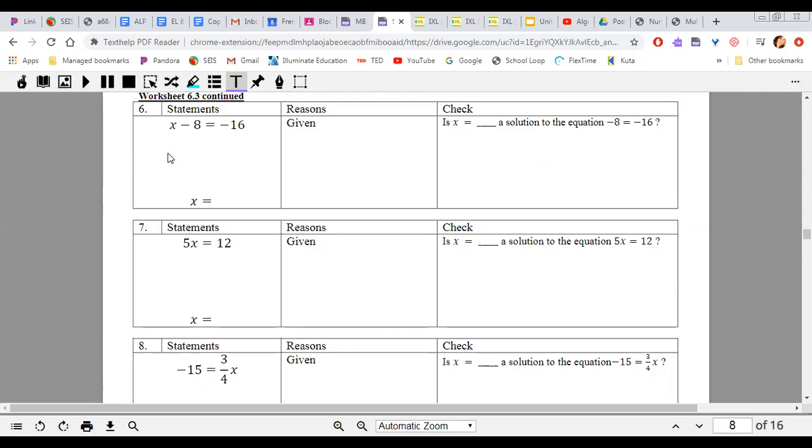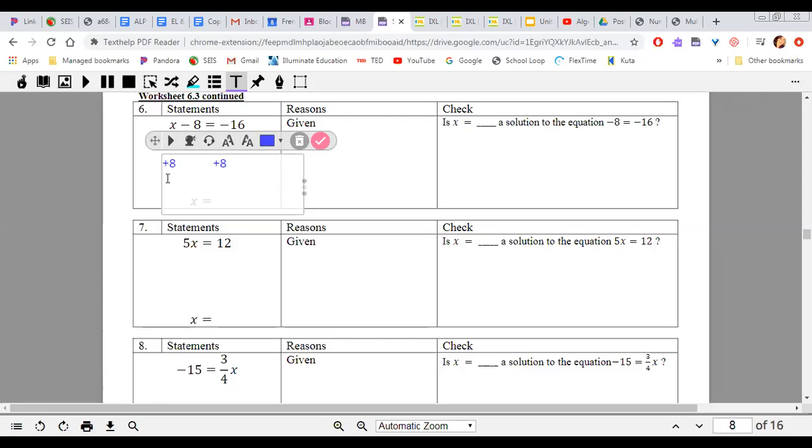Okay, so I'm on problem number 6. And it says x minus 8 equals negative 16. So what am I going to do? Plus. Plus, yes. So am I going to add 8 or am I adding 16? Add 8. Yes, because why? Can you tell me why? Because it has to be equal.